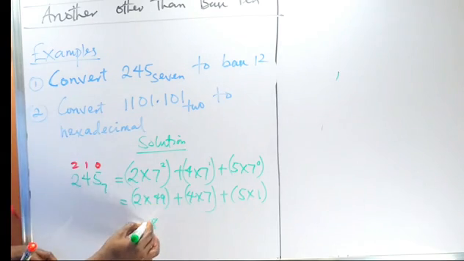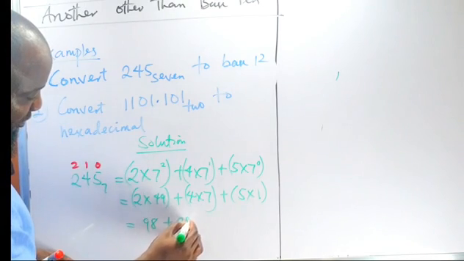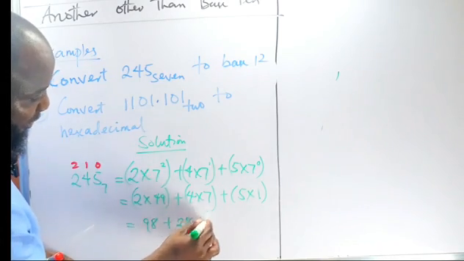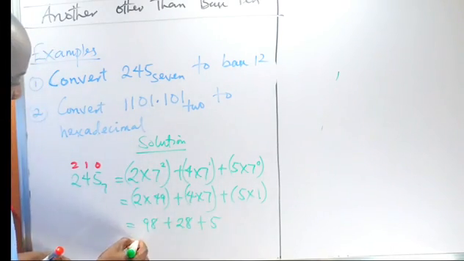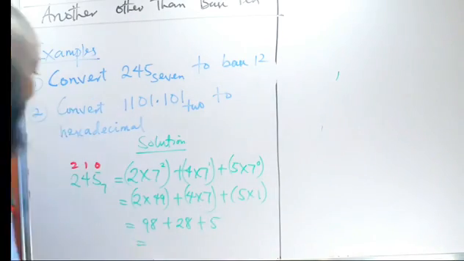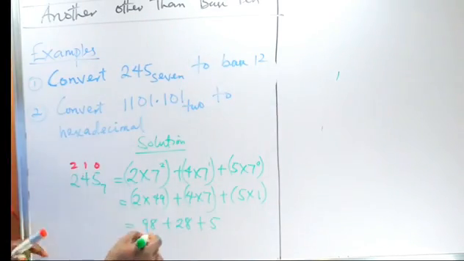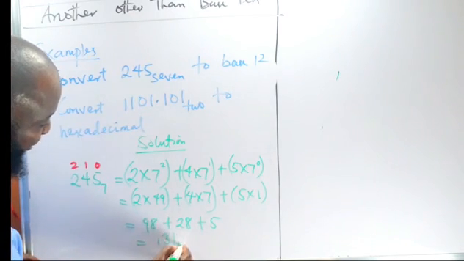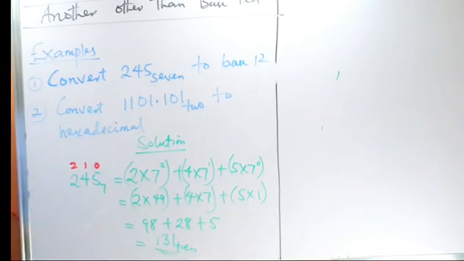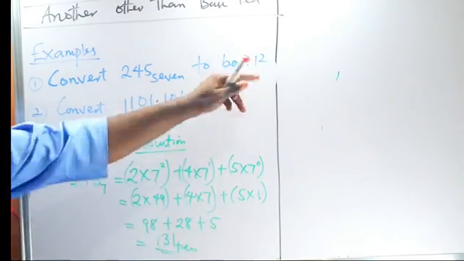So 2 times 49 is 98, plus 4 times 7 is 28, plus 5 times 1 is 5. We add all these together to give us the base 10 value. Adding this together, 98 plus 28 plus 5 gives 131. That is 131 base 10. Don't forget, this is not what we are converting to. We are converting to base 12, so this 131 base 10, we now convert to base 12.